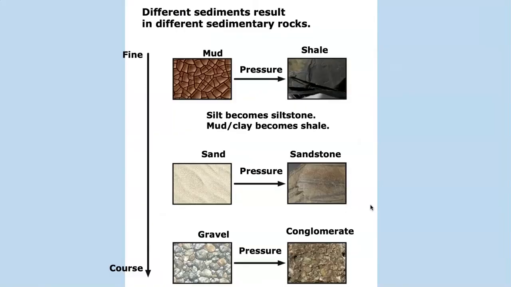There's a one-to-one correlation between different kinds of clastic sediment and the rock they produce. Muds, which are very fine-grained, produce shales. That's a sedimentary rock.